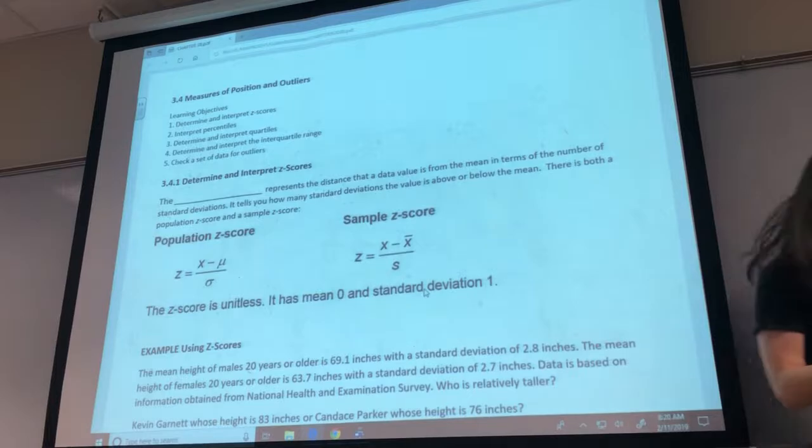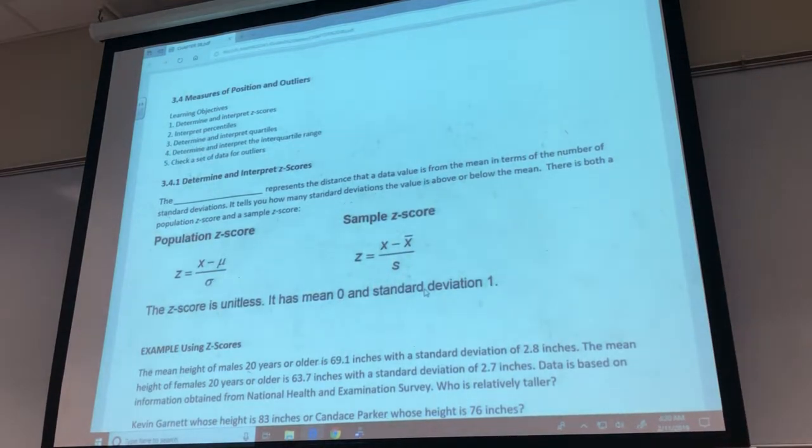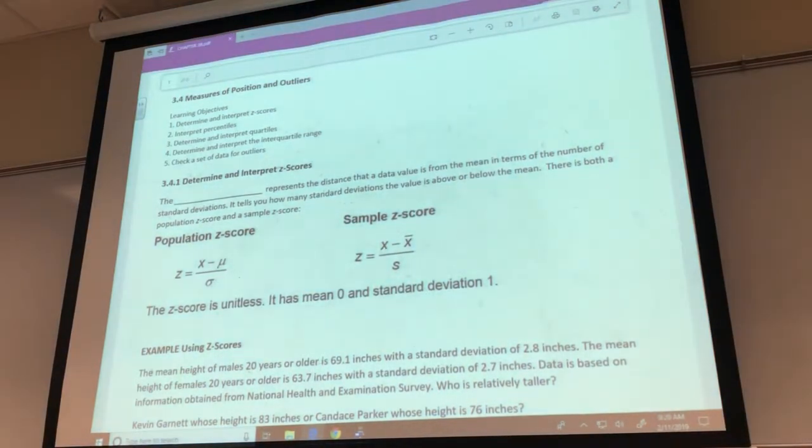So for this one, it's just going to be z-score, because that's what's in the title. So just write that down, the z-score. It represents the distance that a data value is from the mean in terms of how many standard deviations. So it tells you how many standard deviations you are above or below the mean. They give you the formulas for population and sample. It's pretty much the same basic concept.